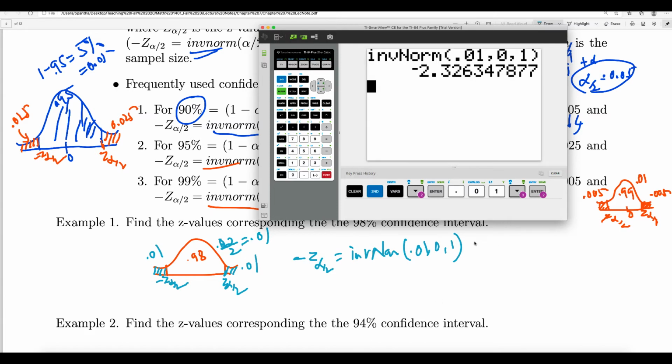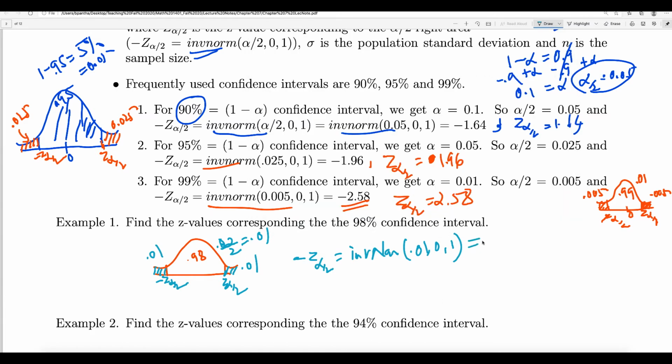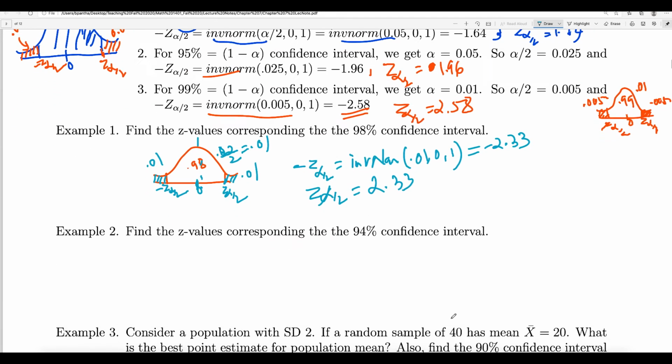2.326 means 2.33. So this value is negative 2.33. And what is the other value? It will be z alpha half, positive 2.33, because it is symmetric. This curve is symmetric about mu equals 0. That's why, whatever value you get here, you just change the sign for the other one. Positive 2.33.